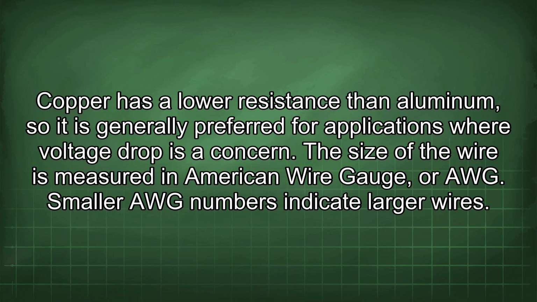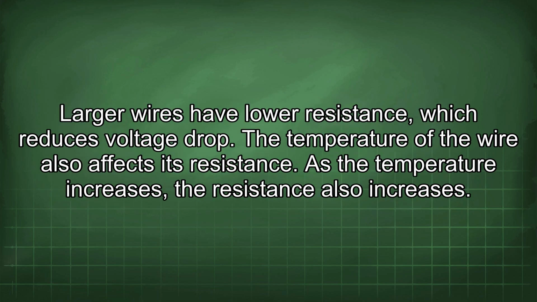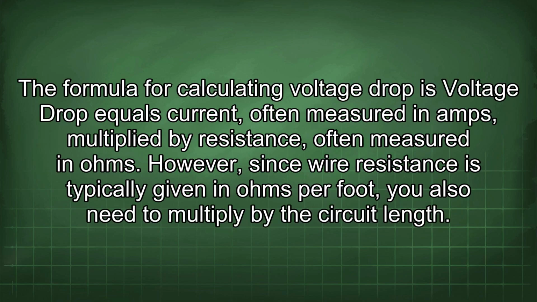The size of the wire is measured in American wire gauge, or AWG. Smaller AWG numbers indicate larger wires. Larger wires have lower resistance, which reduces voltage drop. The temperature of the wire also affects its resistance. As the temperature increases, the resistance also increases. The formula for calculating voltage drop is voltage drop equals current, often measured in amps, multiplied by resistance, often measured in ohms. However, since wire resistance is typically given in ohms per foot, you also need to multiply by the circuit length.